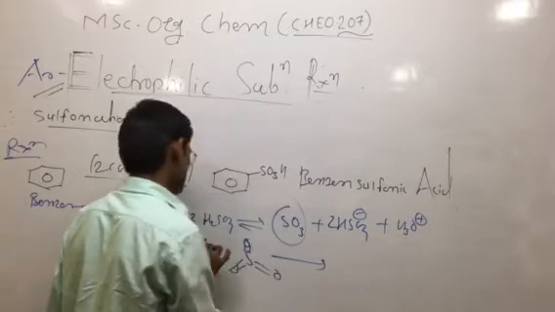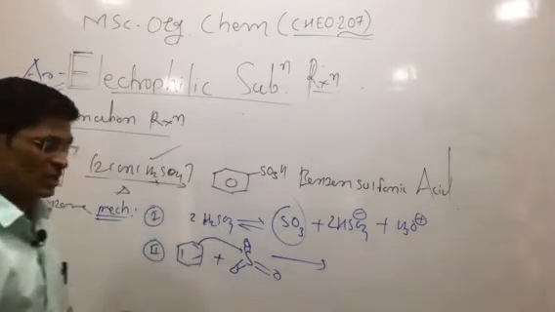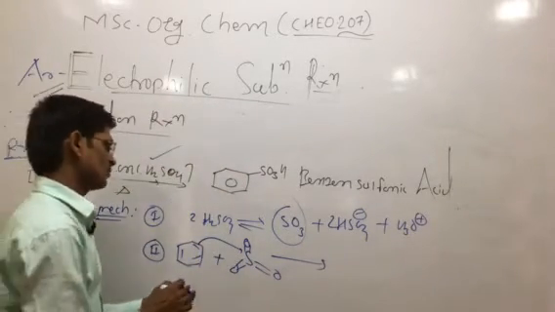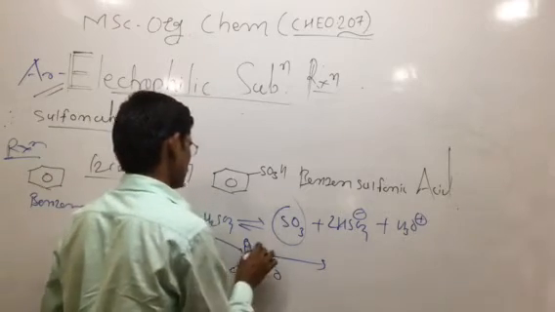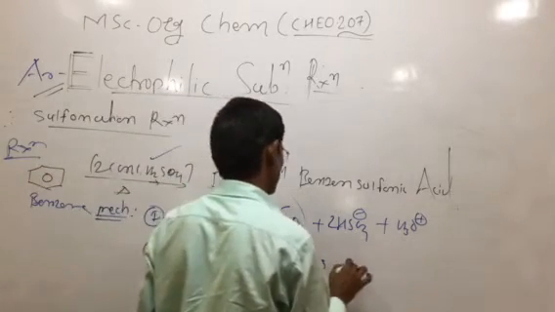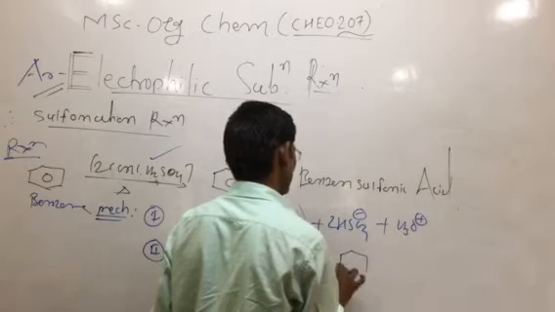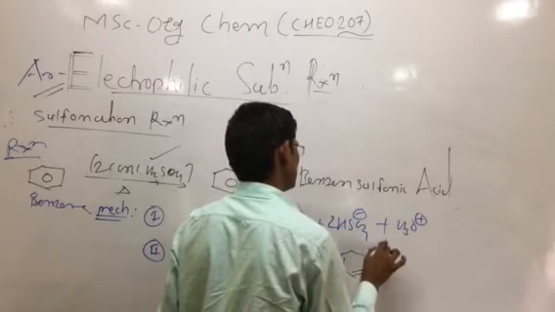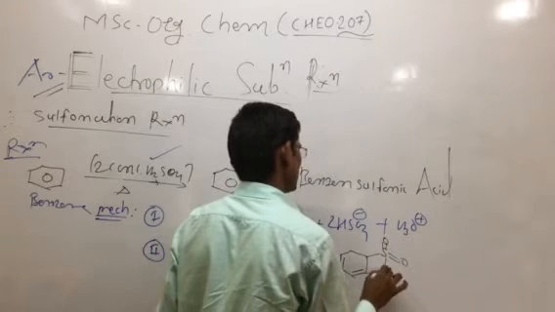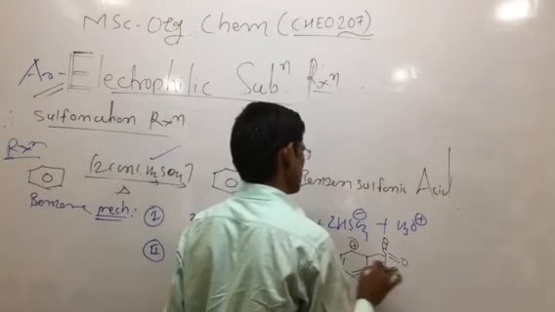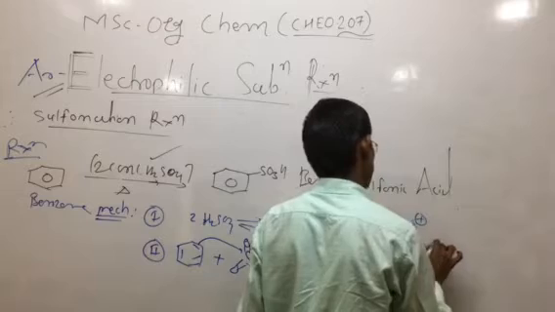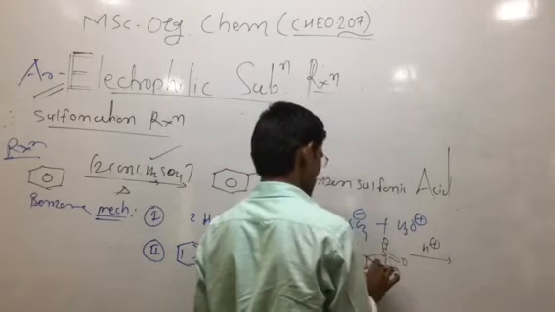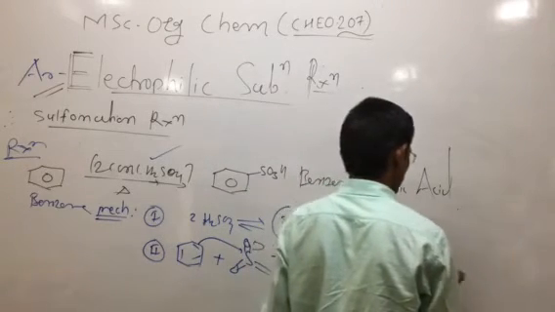So what happens? The electrophilic substitution takes place at the sulfur atom, and this oxygen atom shifts toward the other oxygen atom. The pi bond is retained here, forming a double bond, and this O is negatively charged while this carries the positive charge. Again, you can take this H plus, minus H plus here.